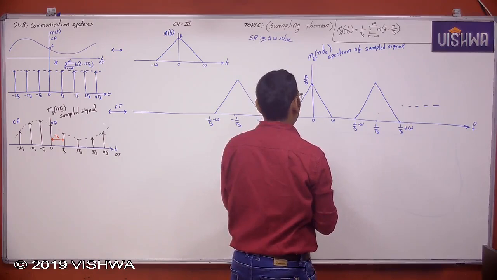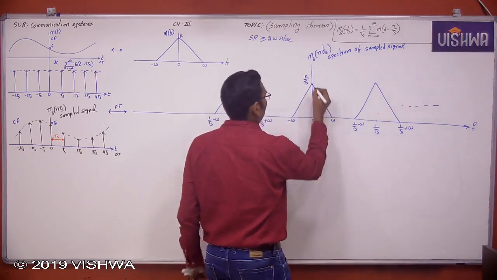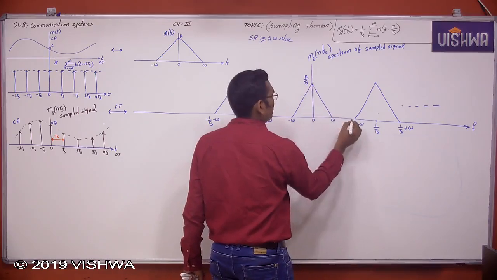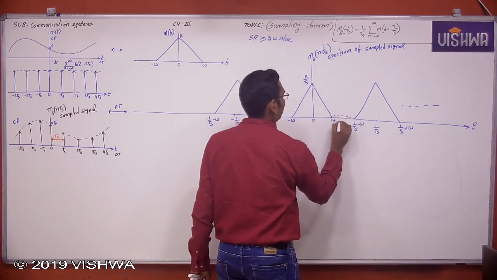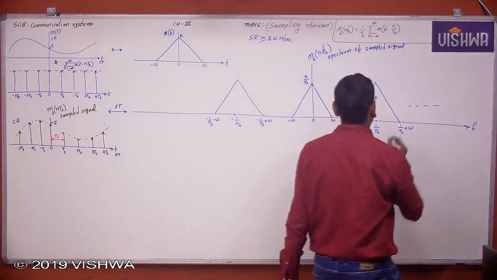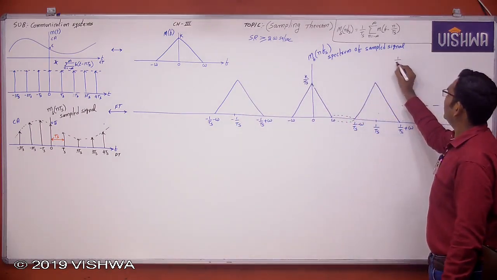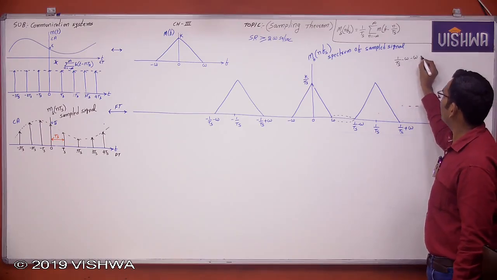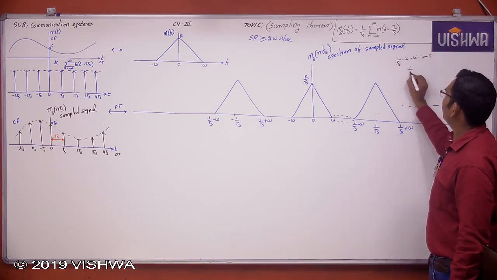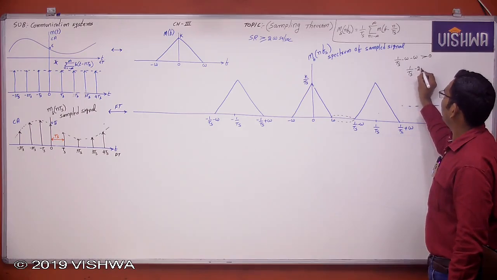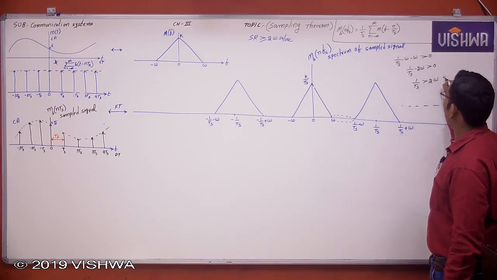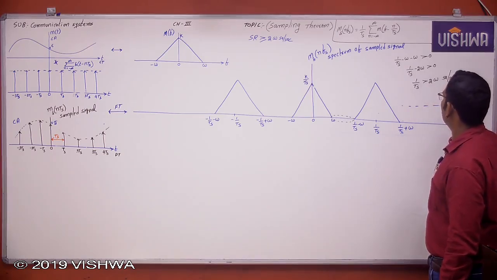Spectrum of the sampled signal. Now what is this gap? This is the spectral gap. How much is it? It is 1/Ts minus omega, which is greater than 0. Therefore 1/Ts minus 2 omega is greater than 0. Therefore 1/Ts is greater than 2 omega samples per second.